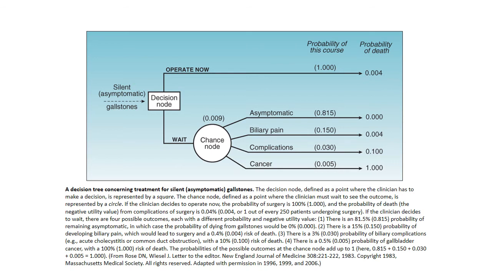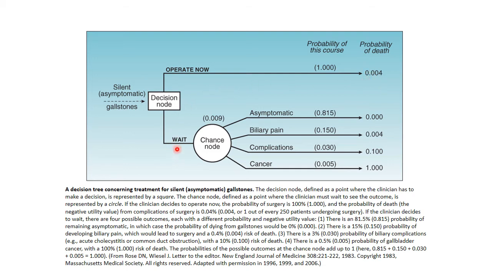So here's an example of our decision tree. Walking you through it, we're starting out with a silent asymptomatic gallstone, and our decision is, should we wait or should we operate? Obviously, if we operate, the probability of this course occurring is 100% because we've decided we're going to take you to the OR. Usually this is expressed in the literature using reference values, but the probability of death is about 0.4% for these patients. So a pretty low probability of death, but not non-existent because you are performing surgery here.